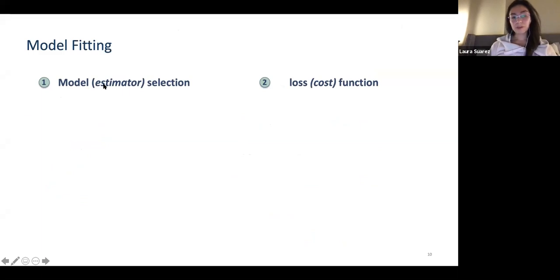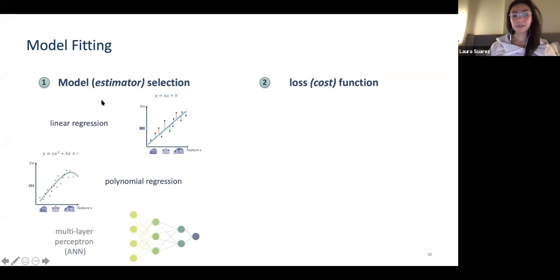If we're talking about regression, there are different options out there, different types of functions that we can fit. We can fit a linear regression, like a linear function. We can get fancier and fit a polynomial, or we can go even fancier and use artificial neural networks. Again, it really depends on the problem at hand, but from personal experience I would suggest always starting from the simplest and then going to more complex models.